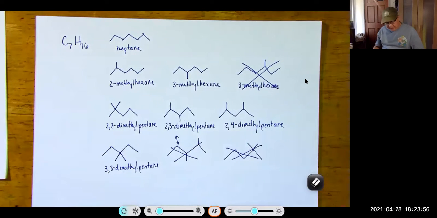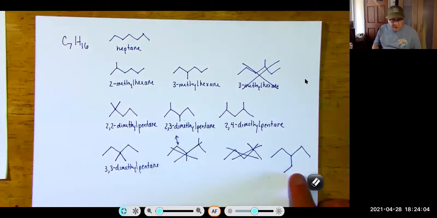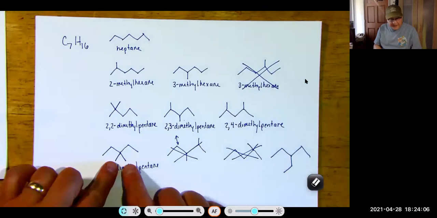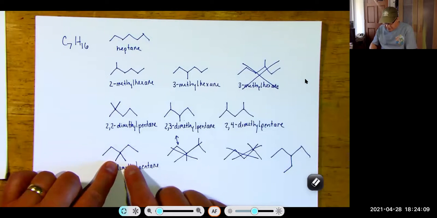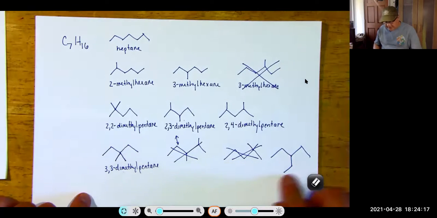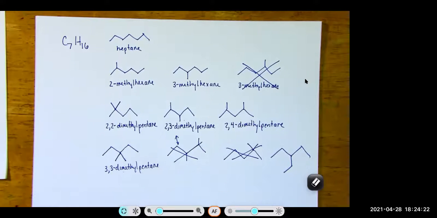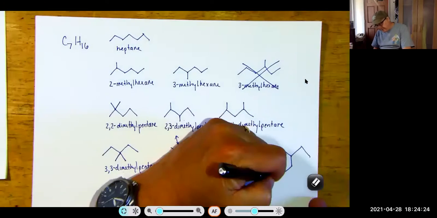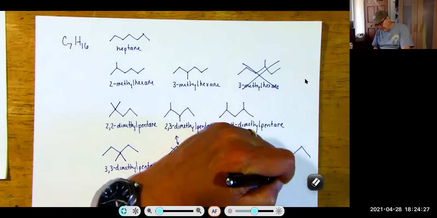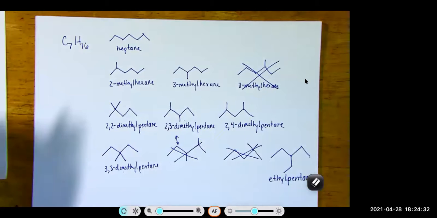So we've done all the fives, or have we? Turns out there's one more five. I don't have to put the carbons separately as two different lines. I can put the lines together like this, and it still works out the same. This has the formula C7H16, but it has an ethyl group now. That's an ethyl. So this is called ethylpentane.